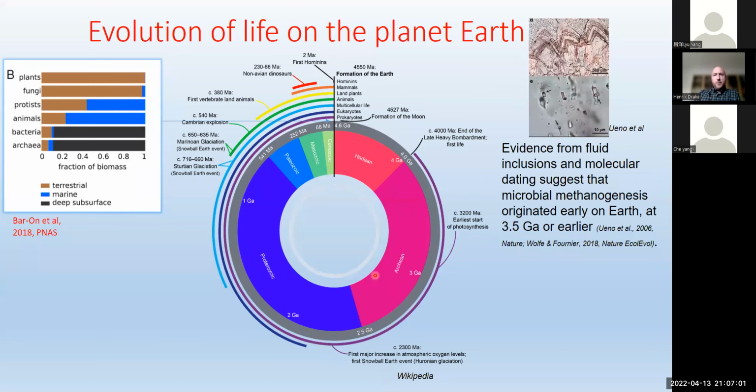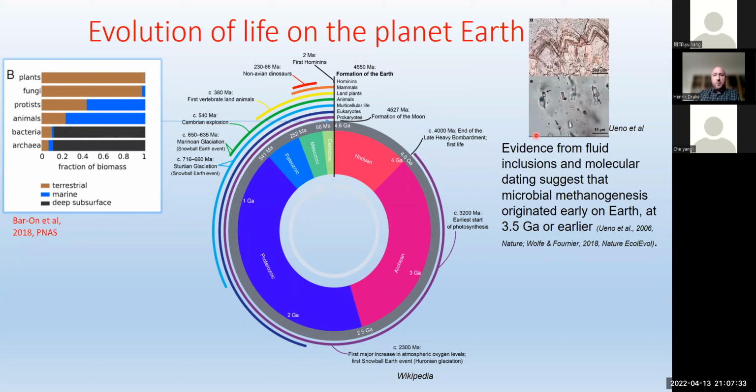So if we look at the classic wheel of life, if we started 4.6 billion years ago, we get some first signatures and indications of life around maybe 3.5 billion years ago. And these are from fluid inclusions that have methanogenic signatures. And there are also these molecular datings that suggest that microbial methanogenesis probably was one of the earliest metabolisms on Earth.